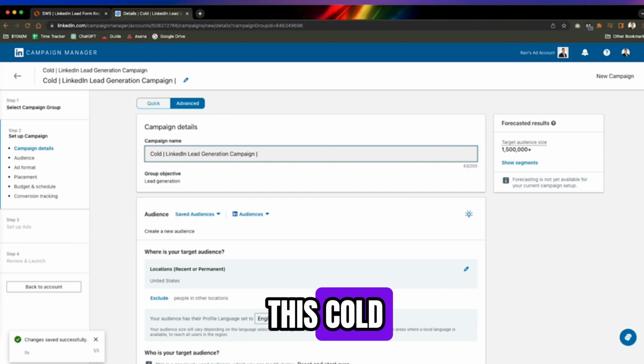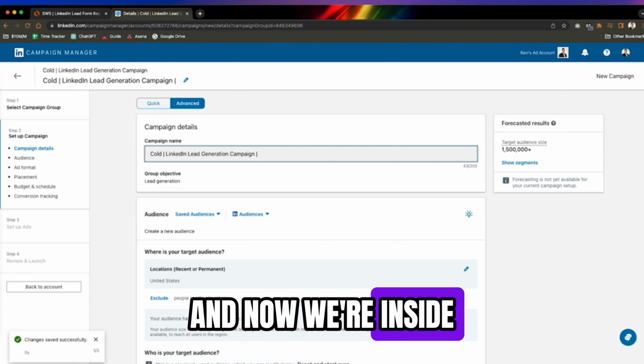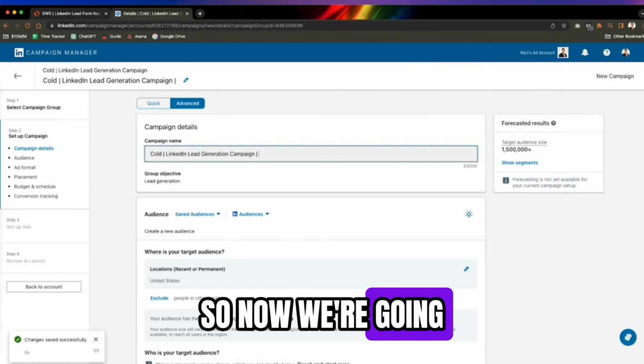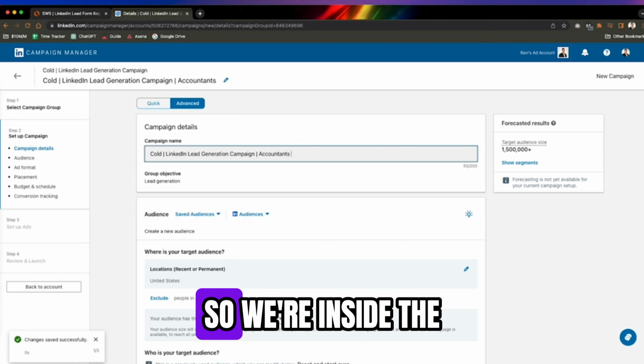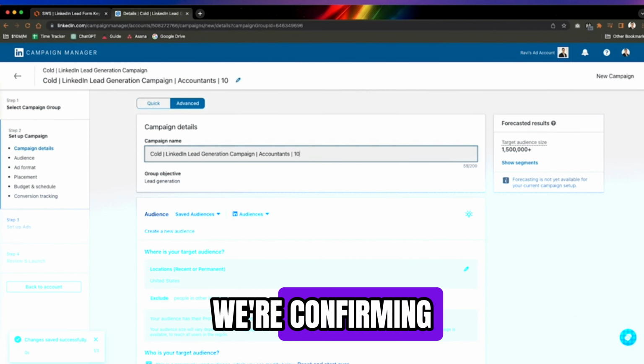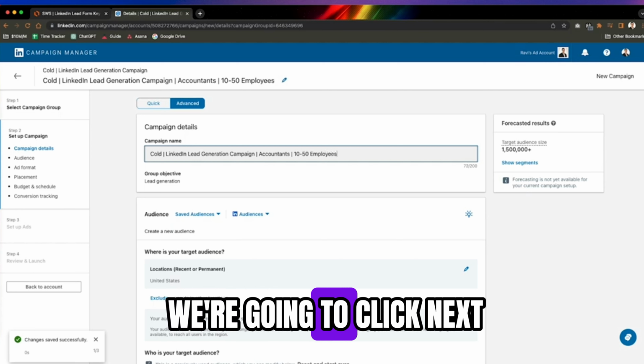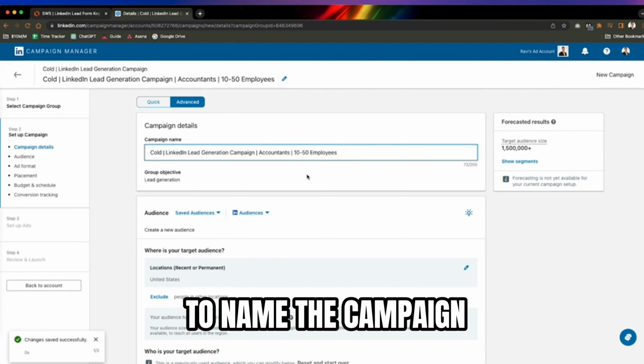So now we have this cold LinkedIn lead generation campaign here. I'm going to click on this, and now we're inside that campaign group. So now we're going to want to create a campaign. So we're inside the campaign group. Now we're creating a campaign. We're confirming this is the right LinkedIn campaign group that we want, which it is. So we're going to click next. And then we're going to name the campaign.